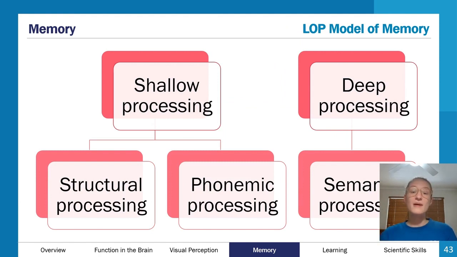Our next memory model is the levels of processing model of memory. This model suggests that memory does not comprise any specific number of separate memory stores. Instead, it sees memory as a continuous dimension in which memories are encoded related to the ease with which they can be retrieved. So the deeper you process the information, the more you encode it and connect it with prior knowledge, the greater the chance that you'll be able to retrieve it.